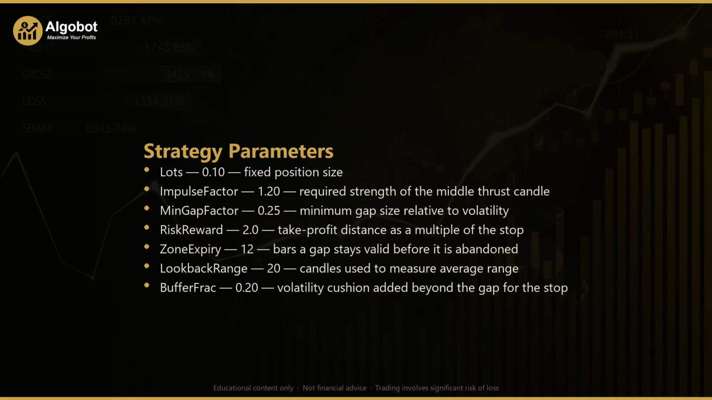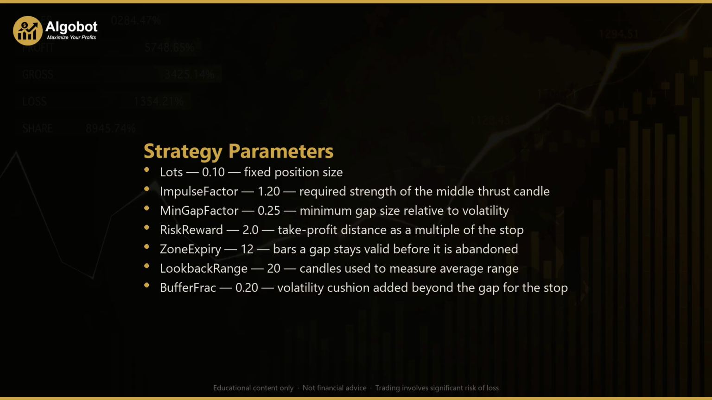Let's go through the settings you can adjust. The first is lots, which defaults to 0.10. This simply sets your fixed position size, and you should choose it to match your account size and your personal risk tolerance. Next is the impulse factor, defaulting to 1.2. This controls how strong the middle candle must be, measured as a multiple of the average candle range. Raise it and you demand bigger, more explosive thrusts, which gives fewer but potentially cleaner gaps. Lower it to accept gentler moves.